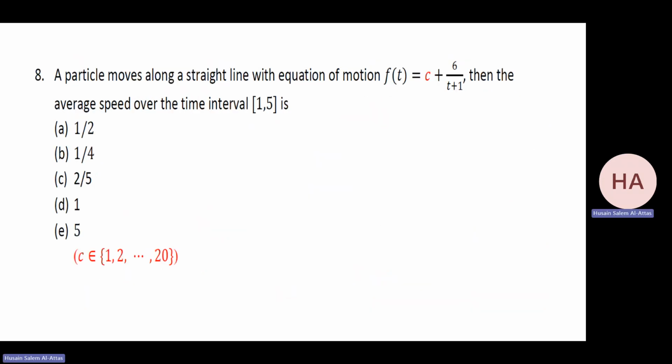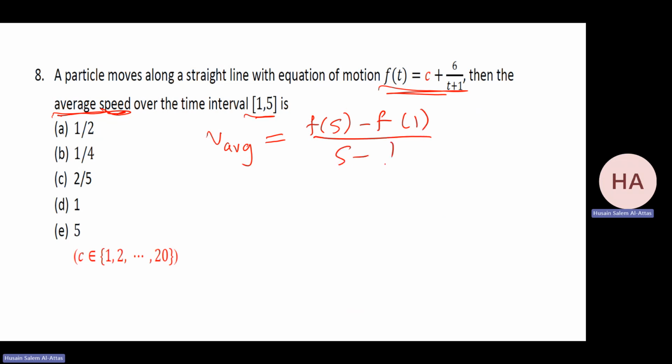A particle moves along a straight line with this equation. Then the average speed over the time interval is, I want V average, but I want it as a speed. So it is negative or make it positive. That will be what? f of 5 minus f of 1 over 5 minus 1. F of 5, just substitute.